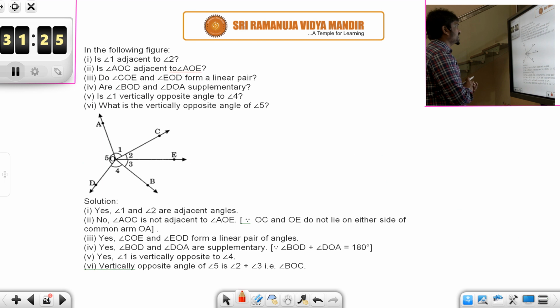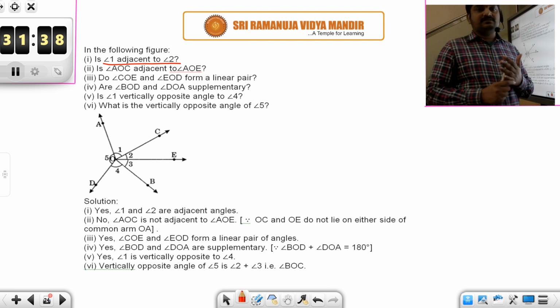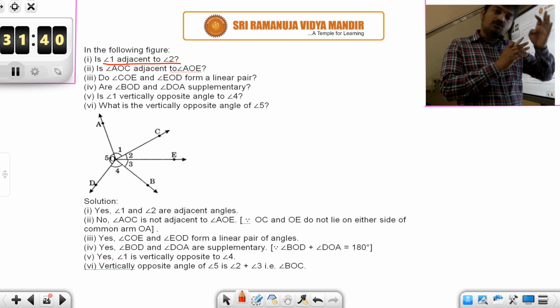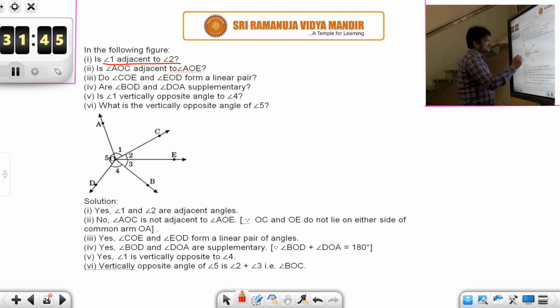Now, in the following figure, can you tell, is angle 1 adjacent to angle 2? First of all, what is the definition of adjacent? See, they should have a common vertex and one common arm, right? So if you look at angle 1 and angle 2, this is the common vertex O, and this OC is the common arm, right? So yes, angle 1 and angle 2 are adjacent angles.